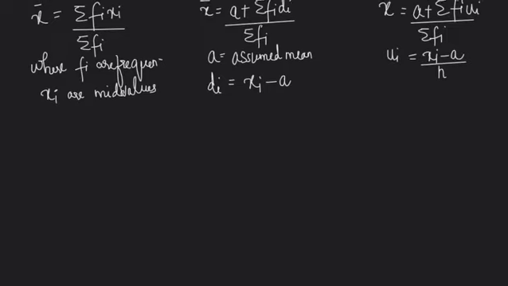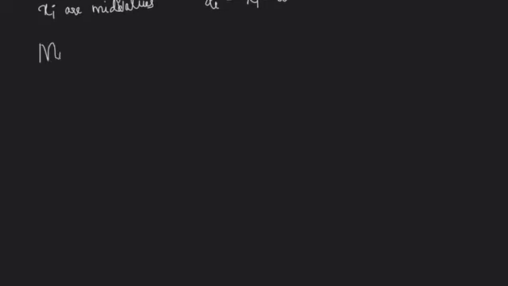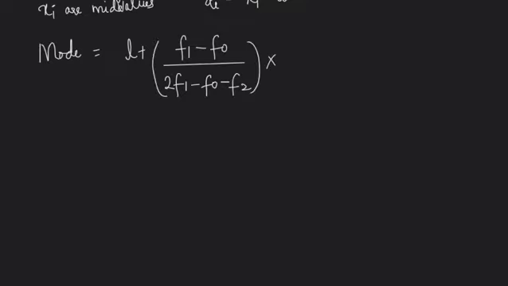So now we'll discuss mode. The formula to find the mode of grouped data is mode equals L plus (f1 minus f0) divided by (2f1 minus f0 minus f2), and this whole thing is multiplied by h. So what are this L, f1, f2? We'll discuss that now. L is the lower limit of the modal class. Lower limit of modal class.